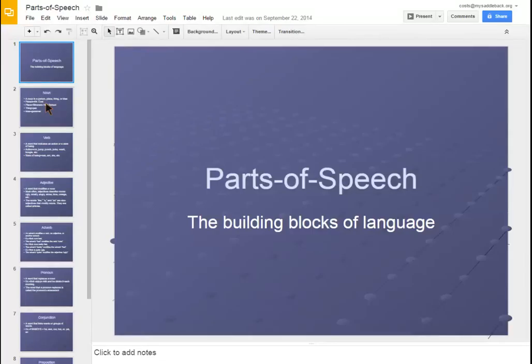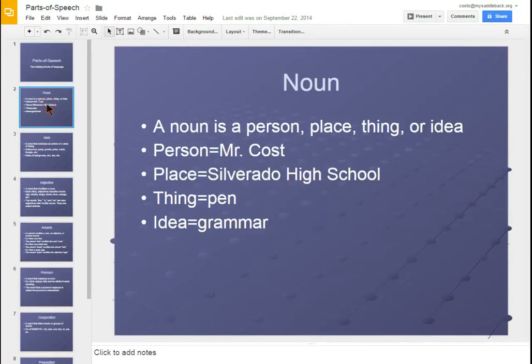So, 1. Wow, that's slow. A noun. A noun, you're probably familiar with that term. A noun is a person, place, thing, or idea. There are some examples. Person is Mr. Cost. That happens to be a noun as well as a proper noun, as does the place Silverado High School. That's a place. It's also a proper noun. Thing is pen, idea is grammar.